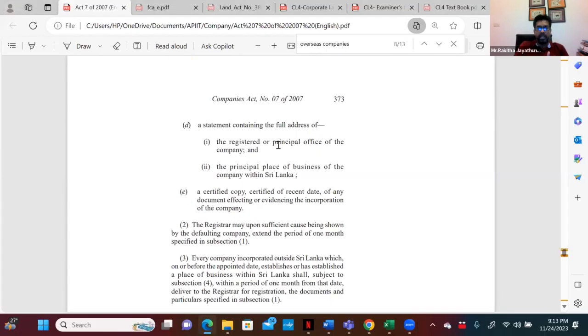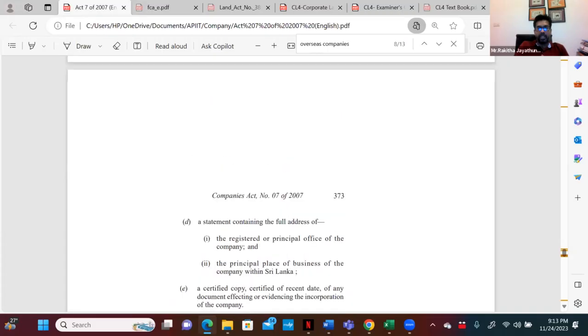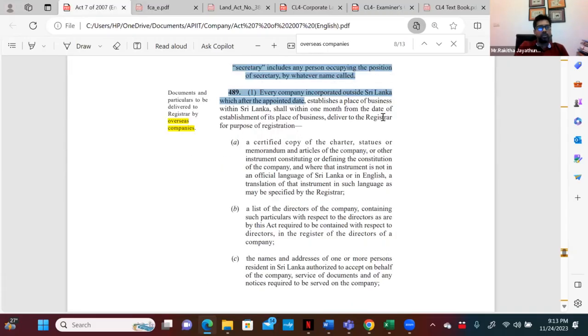Then you have several other statements: the full address of the registered or principal address of the company and the principal place of business of the company. And a certified copy, of recent date, of any document effecting or evidencing the incorporation of the company. So you can mention these 5 requirements. Apart from that, you have to say that after setting up the place of business, within 1 month you have to submit these documents to the registrar of companies in order to register your business as an overseas company. So that is basically the answer to part A.